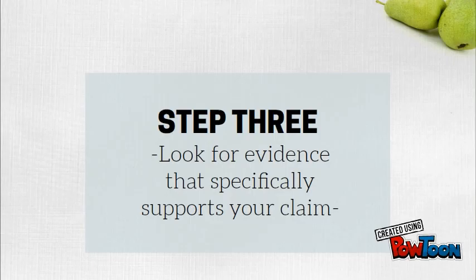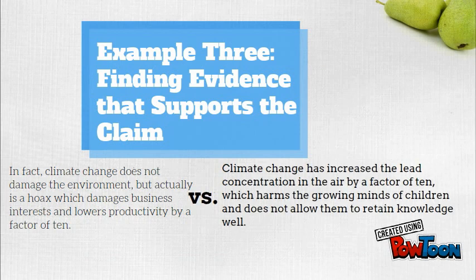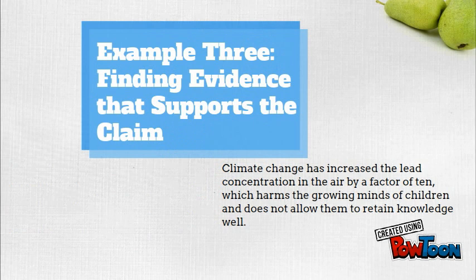Step 3. Find evidence that specifically supports the claim. In this example, we present 2 pieces of evidence, one that supports the claim and one that does not support the claim. The one on the right supports the claim because the claim is taking a position on the negative impacts of climate change, and the evidence given supports this claim.